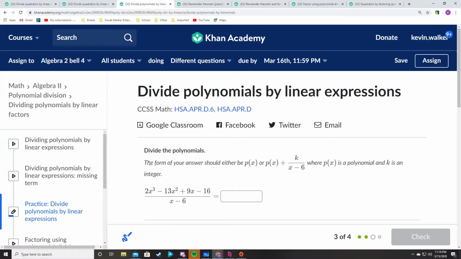Divide the polynomials. The form of your answer should either be p of x or p of x plus k over x minus 6, where p of x is a polynomial and k is an integer. So what this means is your answer should either be a polynomial without a remainder, or a polynomial with a remainder, and the remainder is written in this way. So please remember, the remainder is going to be written this way in this case, okay? So let's take a look.